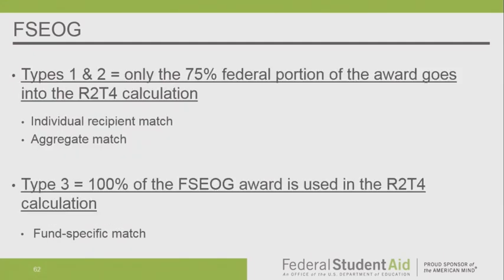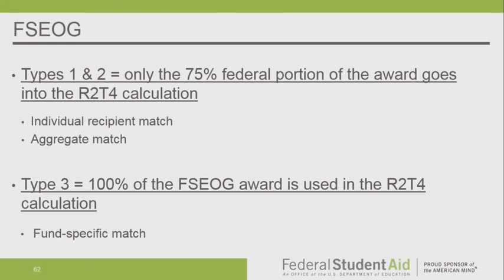Now, it's very important in determining which funds go onto the R2T4 worksheet for FSEOG because you're only looking at the federal part. If you're using the type 1 or 2, which is the individual recipient or aggregate match, then you should be able to figure out the 75% federal share, and that would be the part that goes in the R2T4. But if you're mixing the funds together in the fund-specific area, you can't isolate those, so you have to use the 100% of the FSEOG award in that calculation. Make sense? So make sure you're putting the correct amounts for FSEOG in the program.